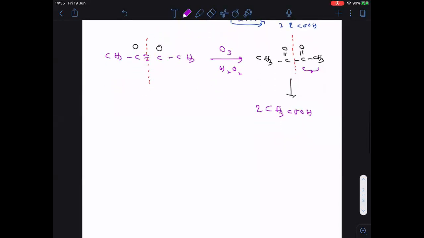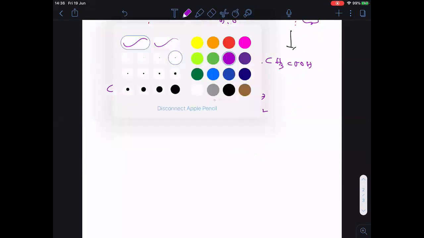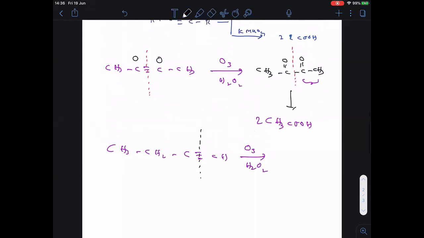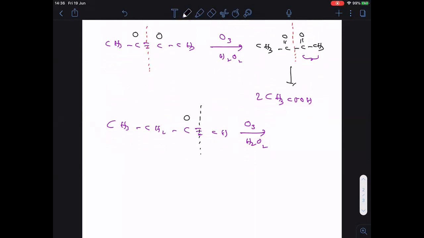Okay. Now here, let me take one more compound. CH3CH2C triple bonded CH. Ozonolysis followed by oxidation with H2O2. You try this one. Okay, so here, break the pi bond here. Here. So write one O here, one O here.